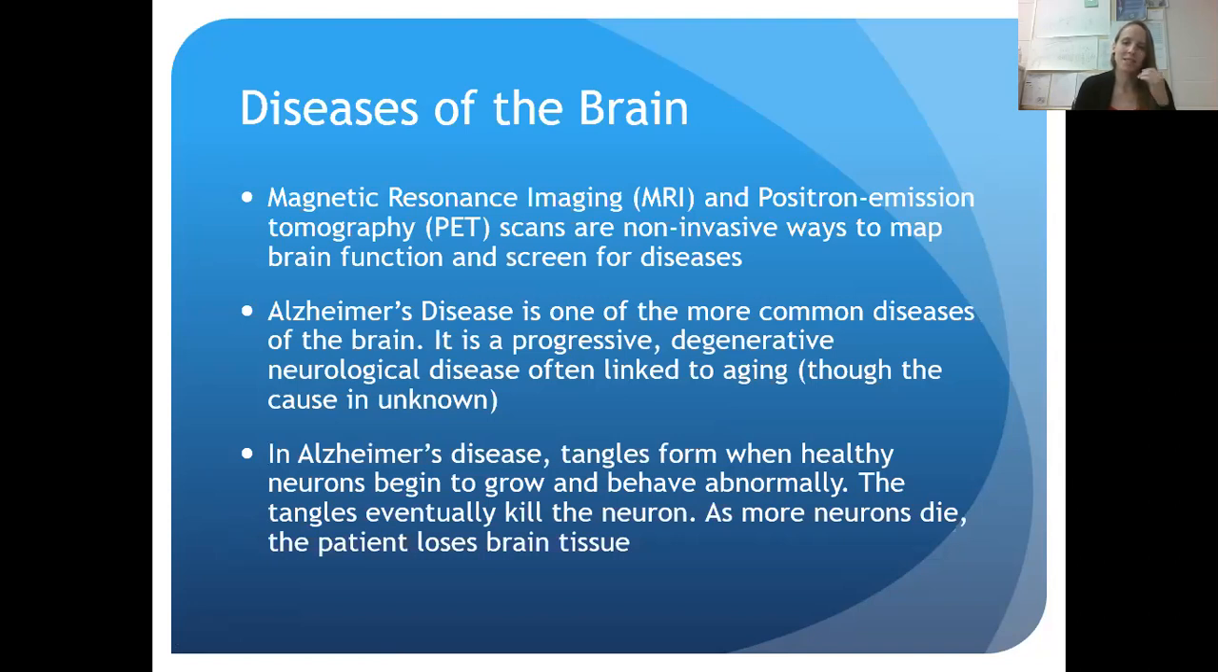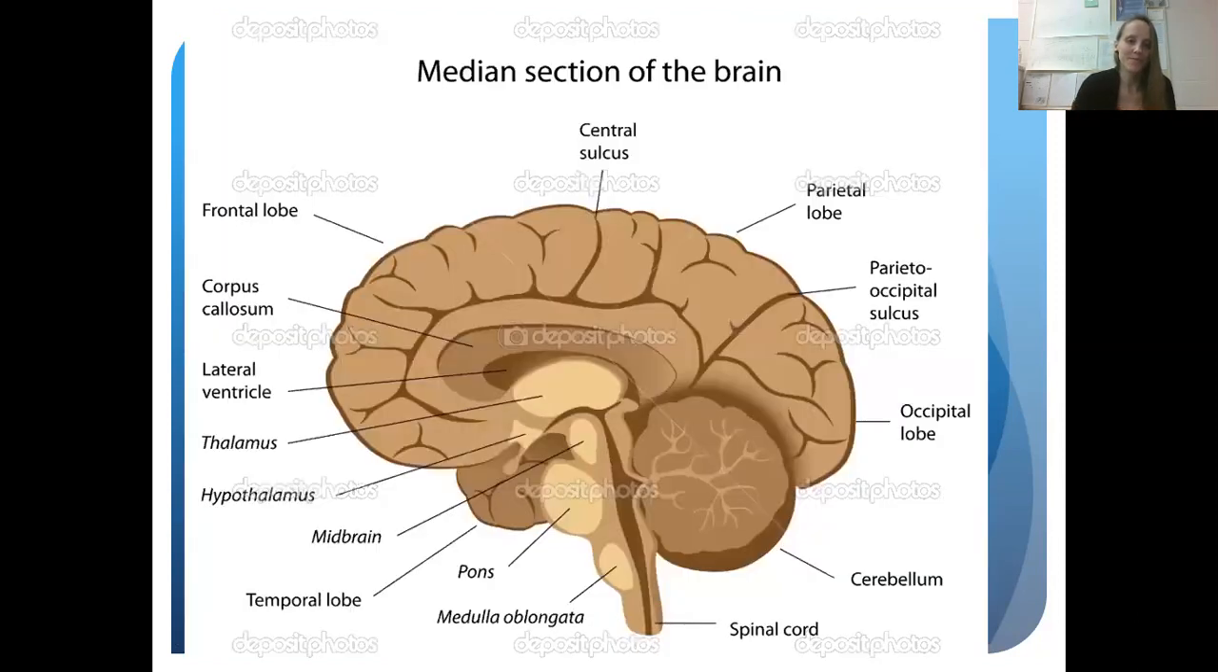Essentially what happens is you have these tangles of neurons that start to grow and behave abnormally, and the tangles eventually get so tight and condensed that they kill off the neuron. And then as more neurons die, the brain function decreases more and more.